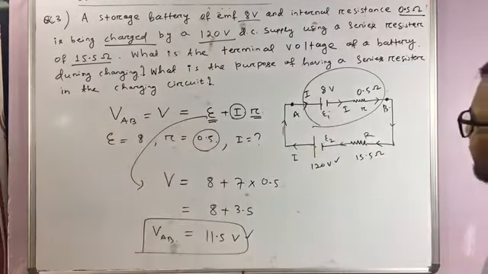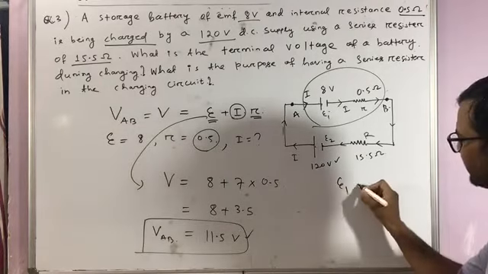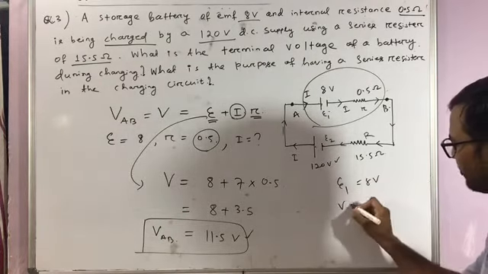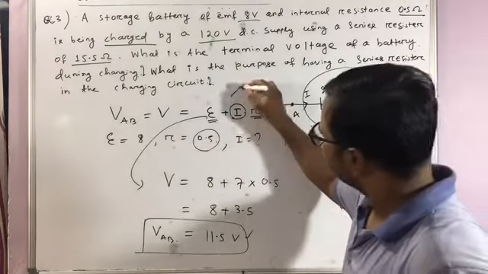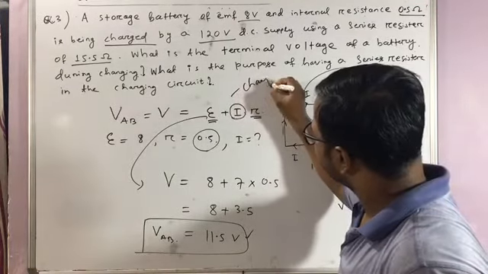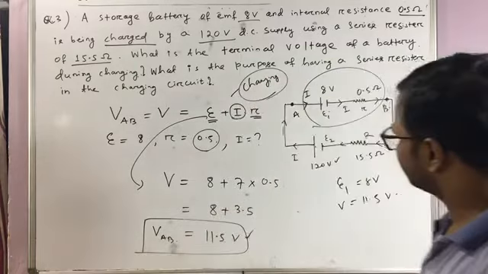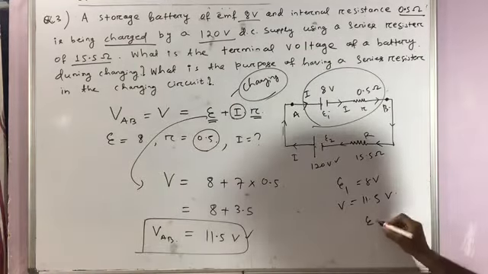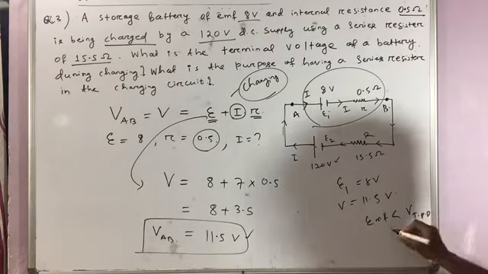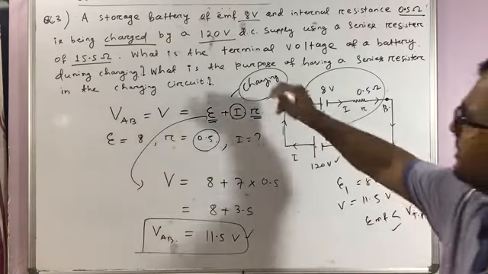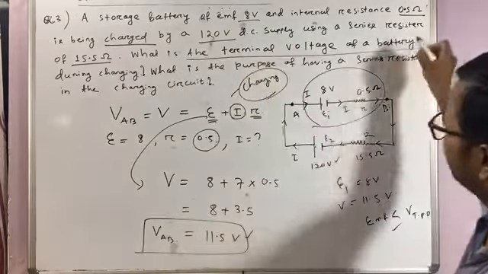But what is the EMF here? Here the EMF is 8 volt, but the terminal potential difference is 11.5 volt. As it is a case of charging of a cell, in this case the EMF is less than the terminal potential difference. So this is the answer of this question.